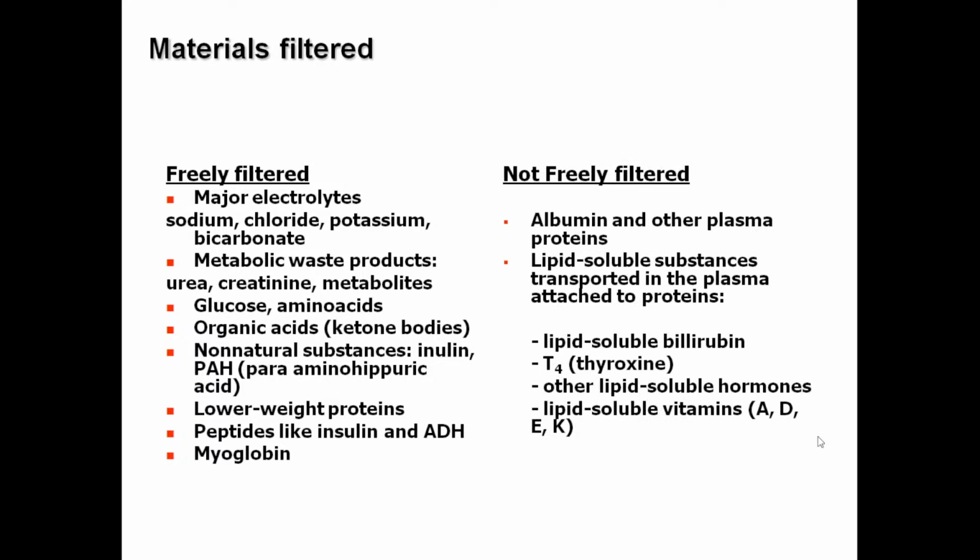And here you have albumin and other plasma proteins and all the substances they carry, because you remember that the main function of plasma proteins is transportation. And as you also know, lipid-soluble substances have to be transported by the plasma proteins, attached to those proteins. What do we have among those substances? You have lipid-soluble bilirubin, thyroxine, and other lipid-soluble hormones, and also lipid-soluble vitamins like A, D, E, K.